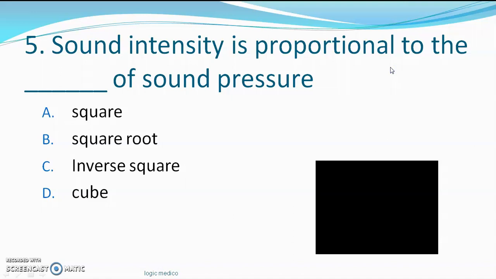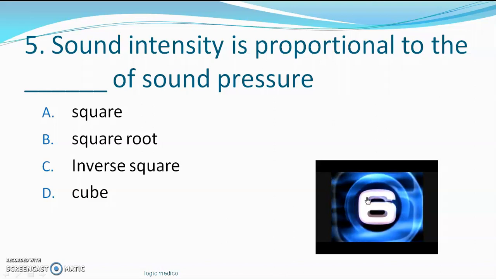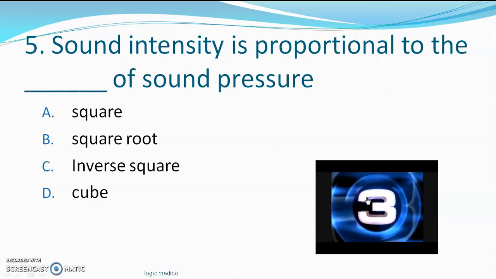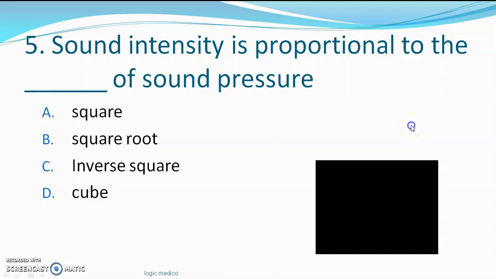Next, sound intensity is proportional to dash of sound pressure. Is it square of the sound pressure, square root of the sound pressure, inverse square of the sound pressure, or cube of the sound pressure? Your time starts now. If you told option A, then you have got the correct answer. Sound intensity is directly proportional to the square of sound pressure. So for example, if sound pressure is 2, sound intensity will be 4. That is the meaning of that.